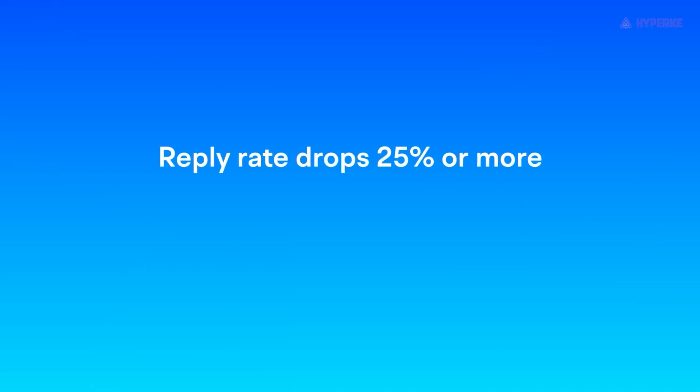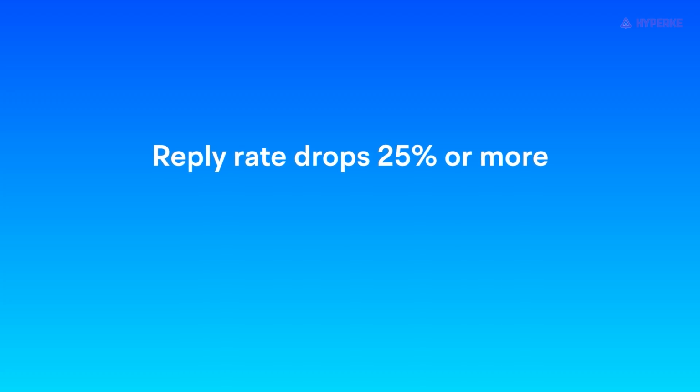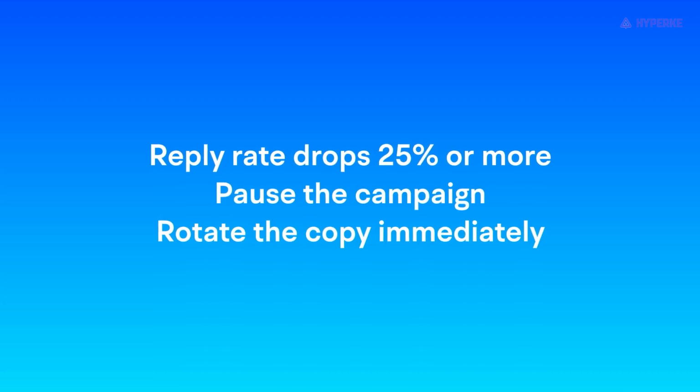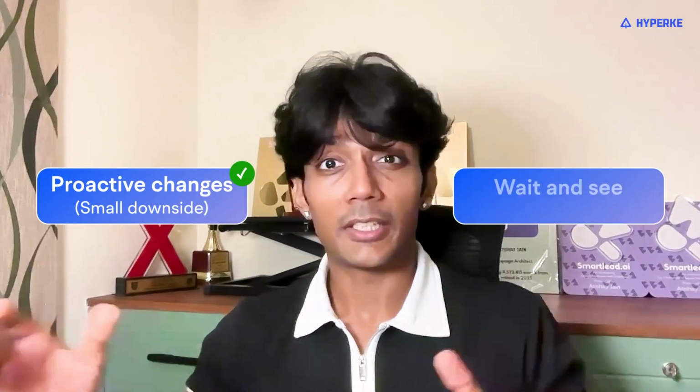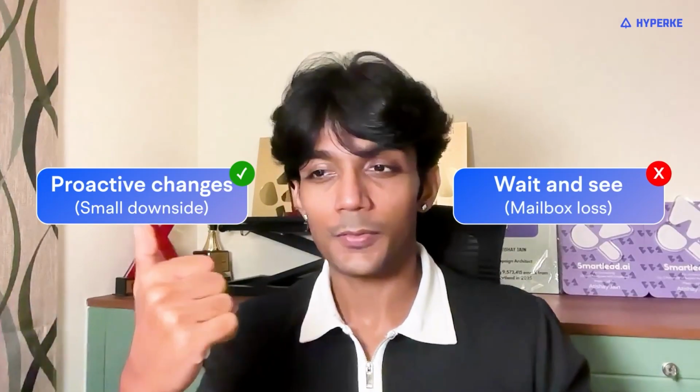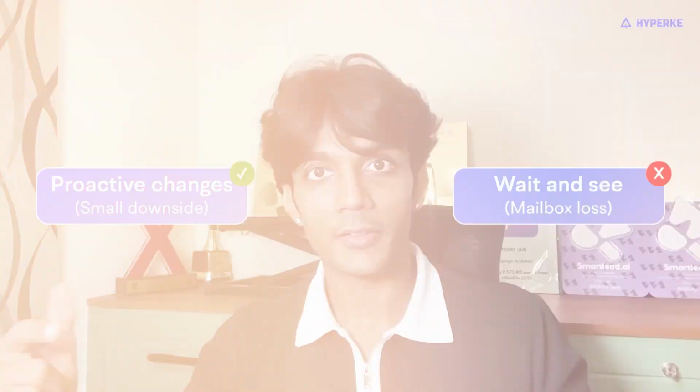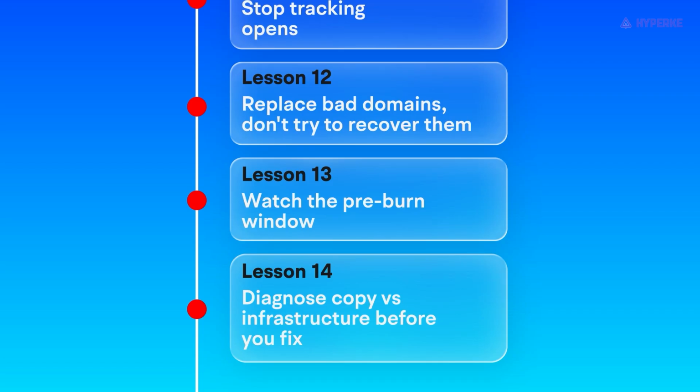Here's an example that we had recently. If reply rate drops 25% or more below the week over week baseline with the same ICP and the same copy, we are going to pause the campaign, rotate the copy immediately. I know you might be tempted to give it a few more days, give it another week, and wait and see how things go. But the downside to just making changes proactively and either changing the copy or replacing the domain is very little. But the downside of waiting too long is a loss of time and also a loss of the domain.